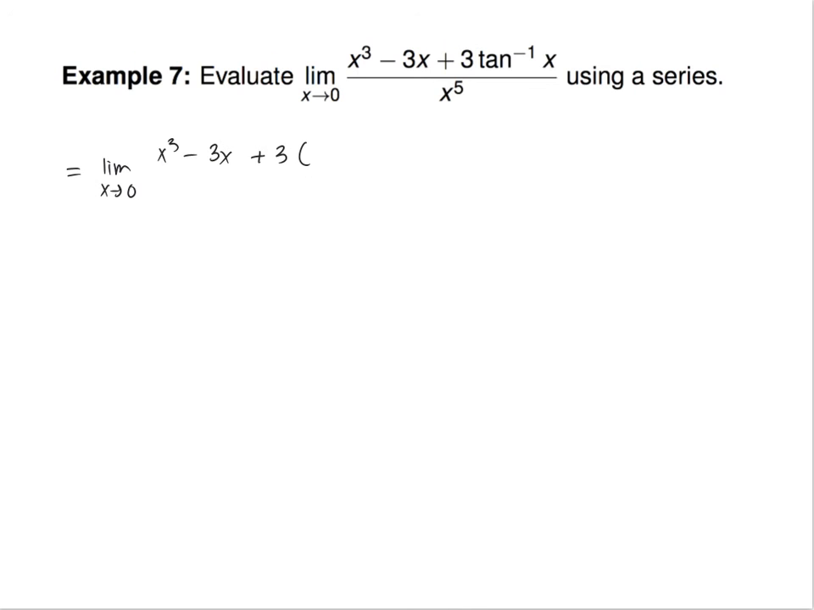Okay, let's list out what is inverse tangent, what is its series? This is on the last page of the last sheet, but it's the sum, n equals 0 to infinity, negative 1 to the n, x to the 2n plus 1 over 2n plus 1. That's the series for inverse tan.